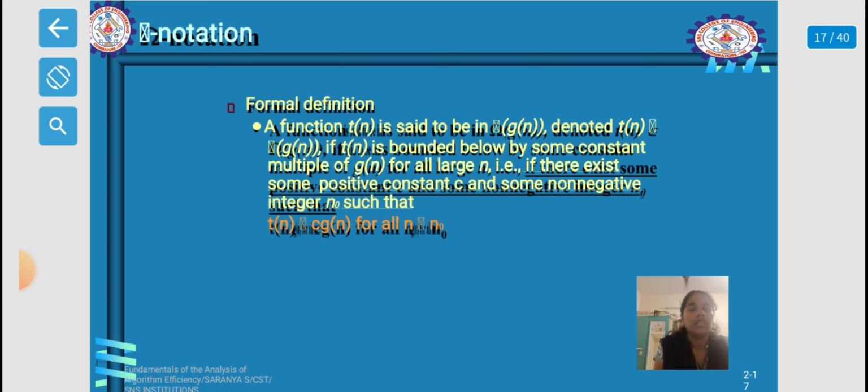The O notation formal definition: a function t of n is said to be in O of g of n, denoted t of n belongs to O of g of n, if t of n is bounded above by some constant multiple of g of n for all large n.